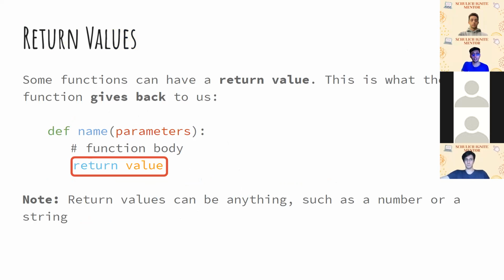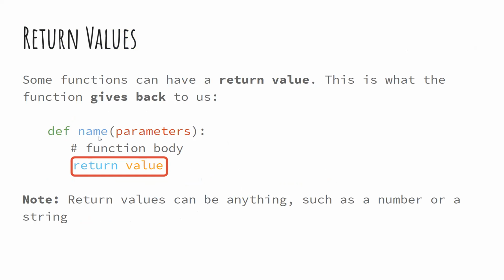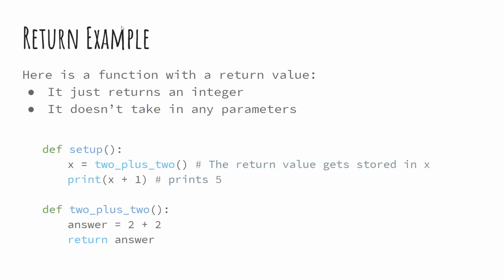Okay, so now let's look at the return value. Some functions can have a return value. This is what the function gives back to us. The structure is we just type return after the end of the function body. The value can be anything, such as a number or even a string. A quick example over here is a function that has a return value. It just returns an integer and it does not take in any parameters.